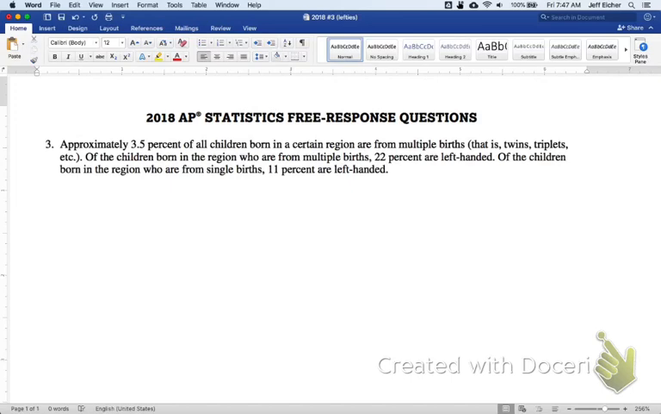So we have 3.5% of children in a certain region are from multiple births. Of children born in that region from multiple births, 22% are left-handed. Of children born from single births, 11% are left-handed. So if you notice here, of the children born from that region, that's giving us basically a conditional probability. Given they're born in a certain region, 22% are left-handed.